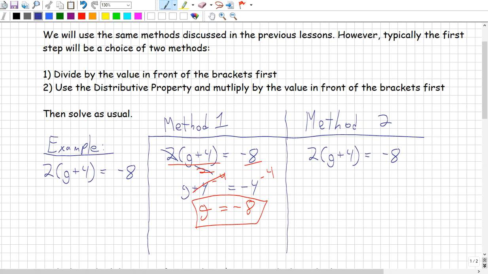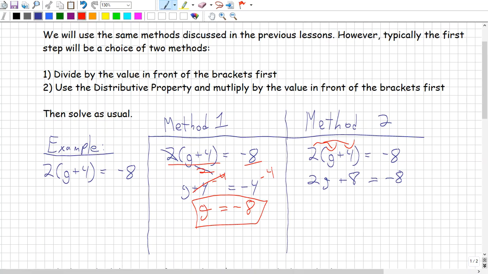The second method is distributing the number in front of the brackets first into both values inside the brackets. So I'm going to multiply it out. 2 times g is 2g, and then 2 times 4 is 8. So I get 2g plus 8, which is equal to negative 8. Now I'm left with one of these two-step questions where I have to either add or subtract first to get rid of the value on the left-hand side and keep going.